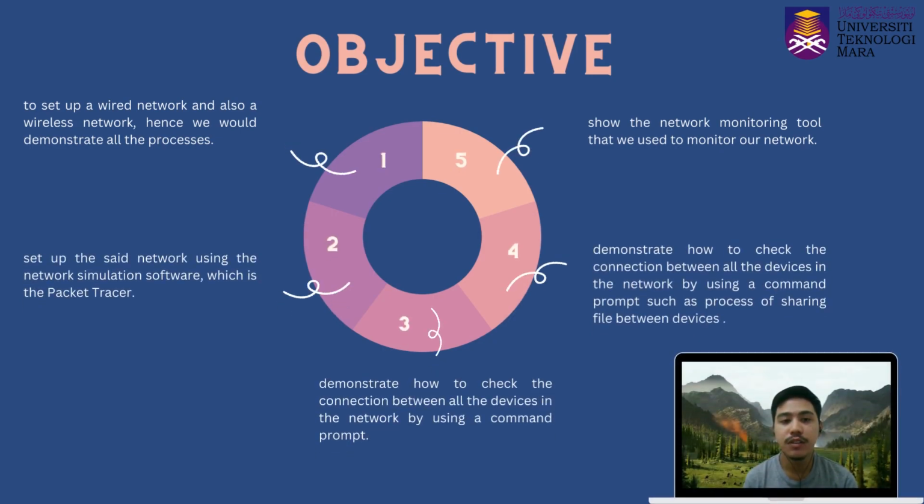Objective. First, to set up a wired network and also a wireless network. Hence, we would demonstrate all the processes. Second, set up the said network using the network simulation software, which is Packet Tracer. Third, demonstrate how to check the connection between all the devices in the network by using command prompt. Fourth, demonstrate the process of sharing files. Lastly, show the network monitoring tools that we use to monitor our network.